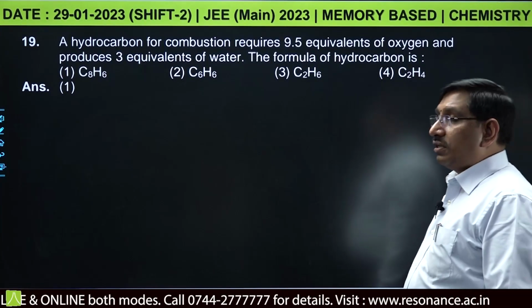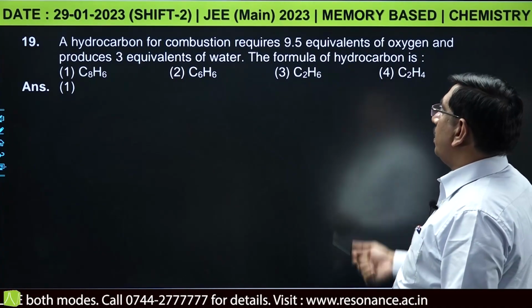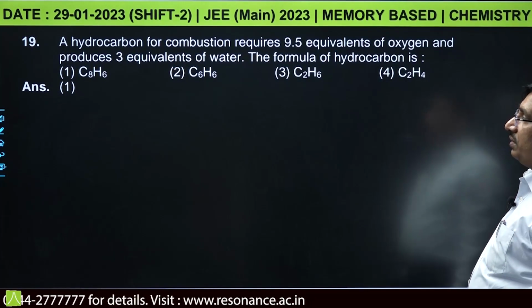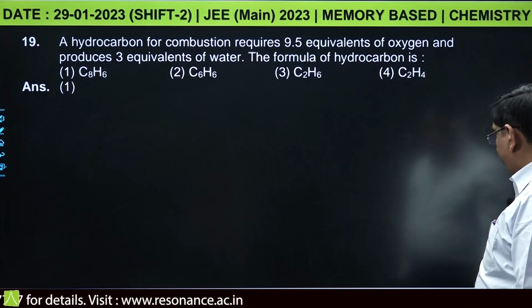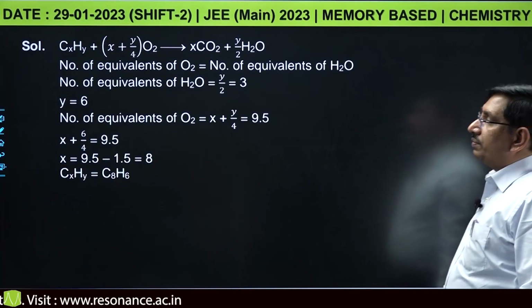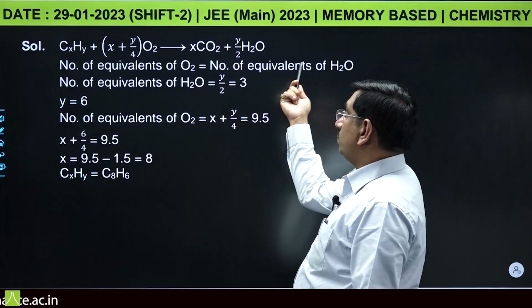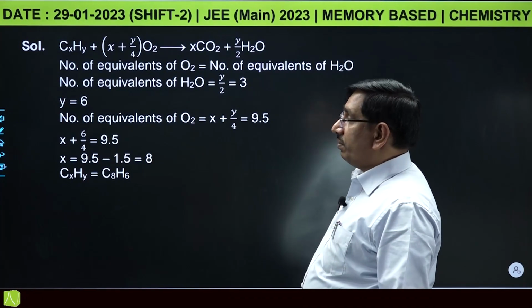Next question, this is also from mole concept. A hydrocarbon for combustion requires 9.5 equivalents of oxygen and produces 3 equivalents of water. The formula of the hydrocarbon is, here the hydrocarbon CxHy plus (x plus y by 4) O2 gives x CO2 plus y by 2 H2O.